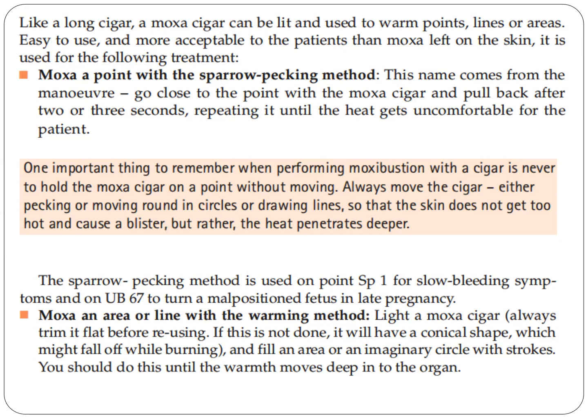Moxa on an area or line with the warming method. Light a moxa cigar, always trim it flat before reusing. If this is not done, it will have a conical shape which might fall off while burning. And fill an area or an imaginary line, imaginary circle with strokes. You should do this until the warmth moves deep into the organ.